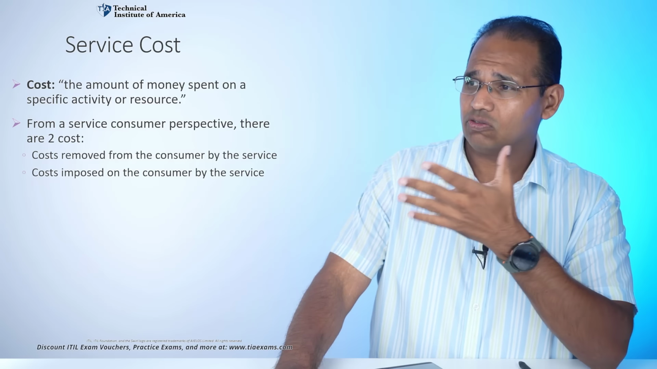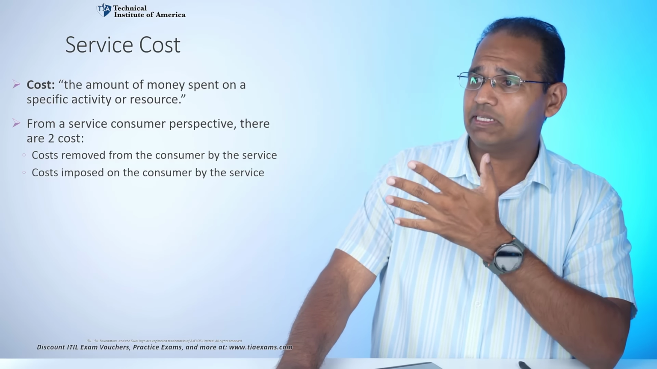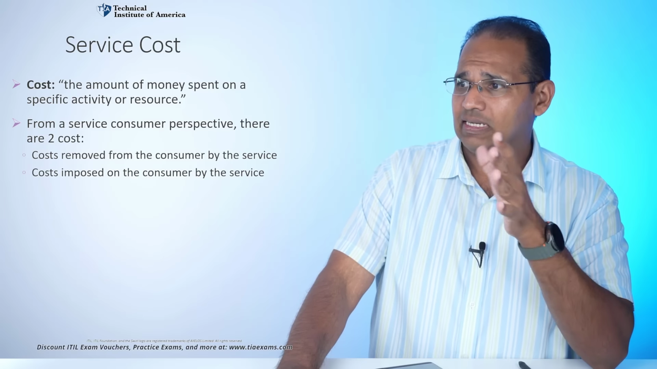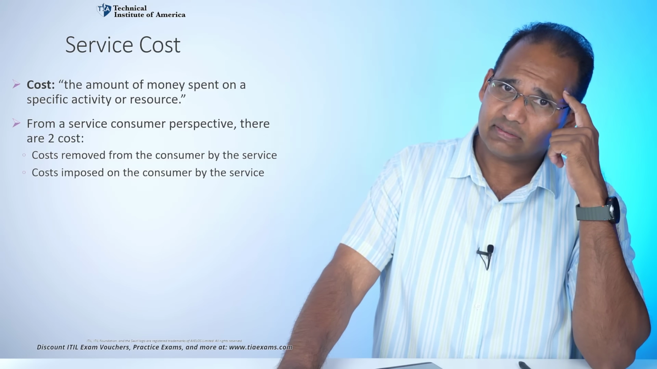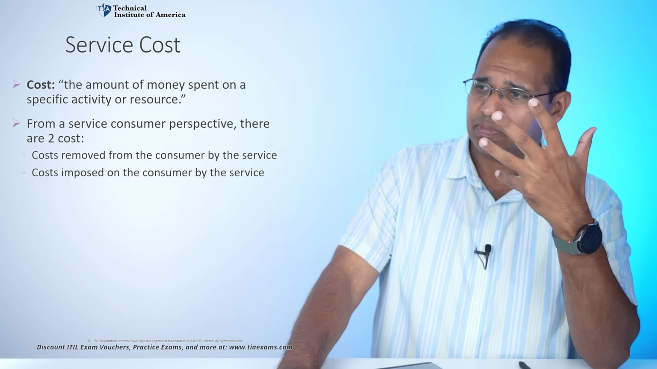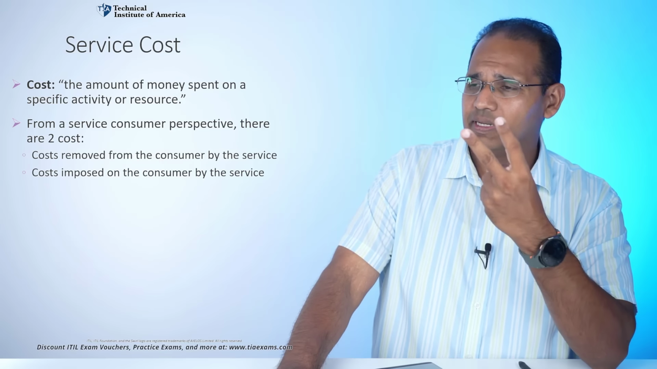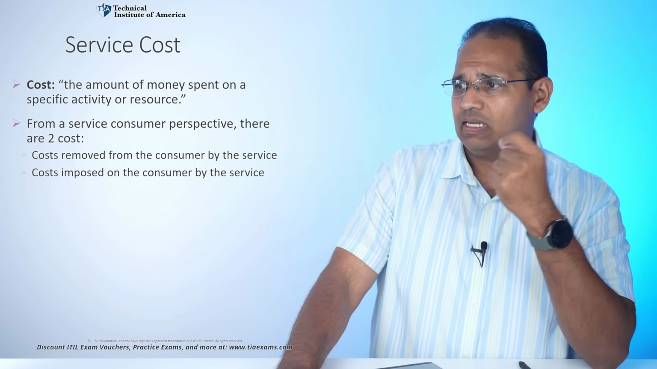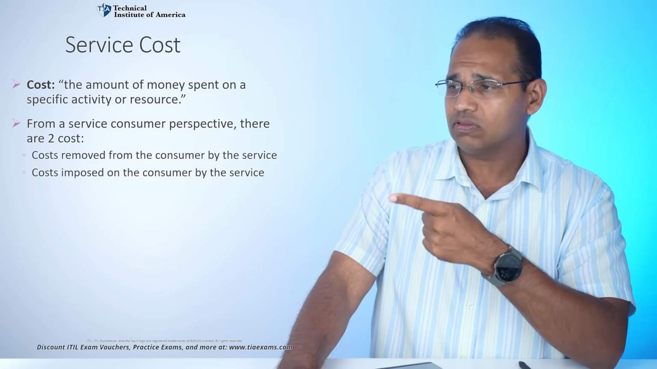All right. The other one we have is service cost. Let's go through these terms quickly. It's the amount of money spent on a specific activity. This is what the service will actually cost. Now, when you're looking at costs from different perspectives, they come in two main kinds: cost removed from the customer by the service and cost imposed on the customer.